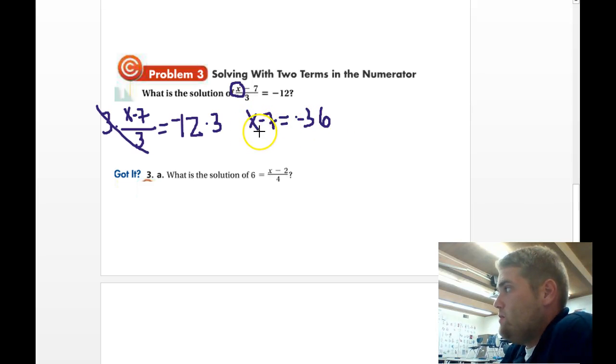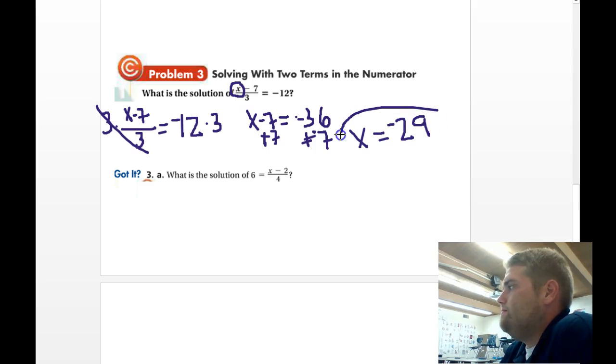We're still looking to get x by itself, so the opposite of subtracting 7 is adding 7. Adding 7. Okay, so x equals negative 29. Okay, circle your answer.